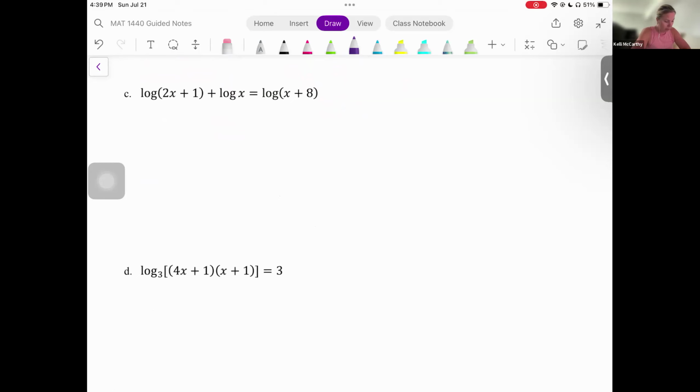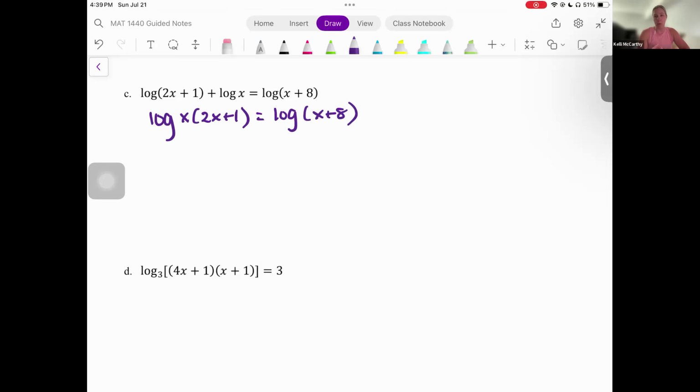Log of 2x plus 1 plus log of x equals log of x plus 8. To solve an equation like this, we need to begin by condensing on the left-hand side so that we only have one logarithm on the left. So this is going to condense using multiplication. This is log of x times 2x plus 1 equals log of x plus 8.